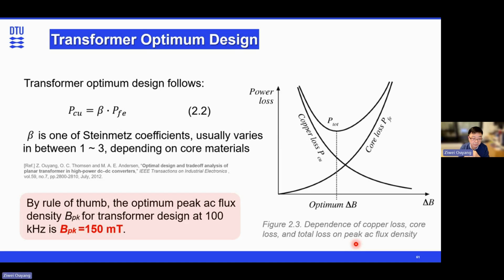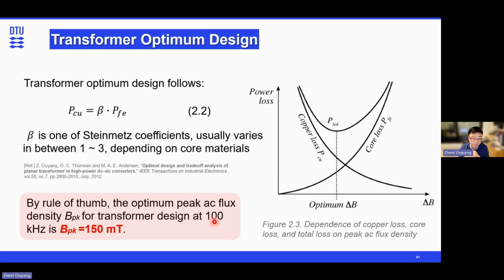And here there is a catch. If your switching frequency is 100 kilohertz, the optimal flux density could be selected as 150 millitesla. Later I'm going to prove that. If you operate with different frequencies, then the B will be different. But 100 kilohertz is normally around 150 millitesla for optimal design.